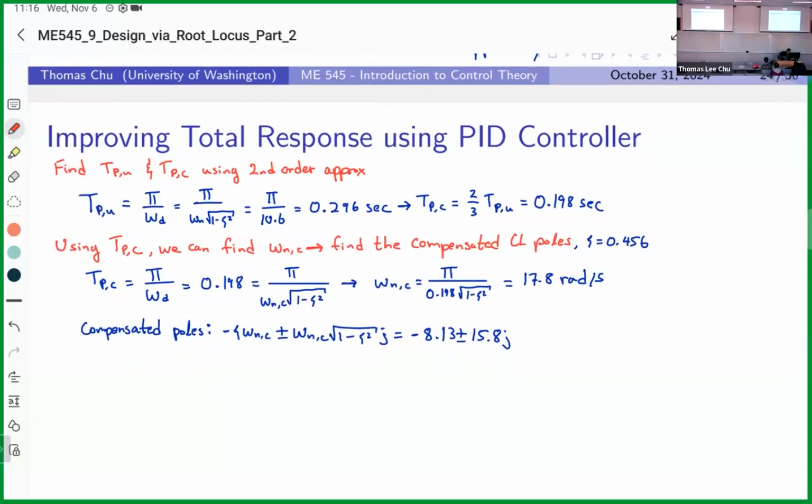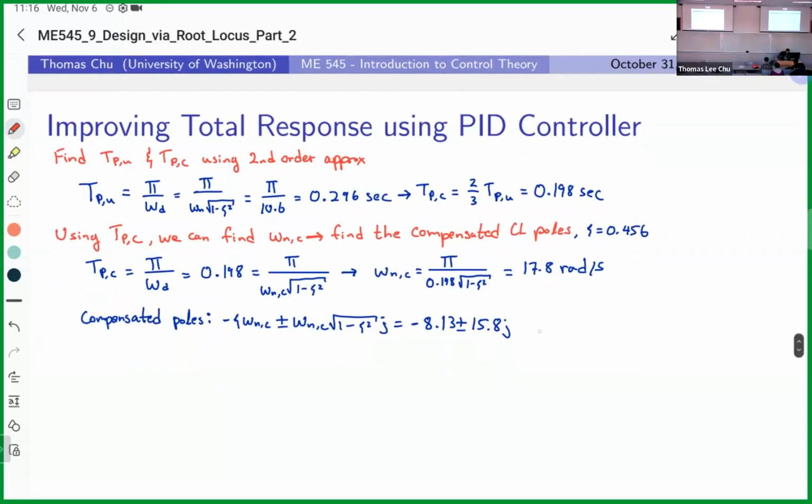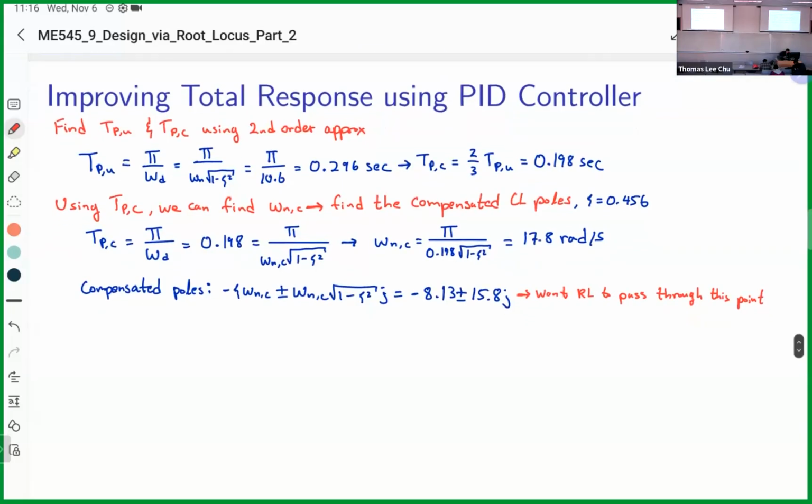So now we're going to design the PD controller. We want our root locus to pass through this point. And I'm sorry if I sound like a broken record when I keep saying this. It's just because there are so many steps. I just want you to keep all of this in mind.